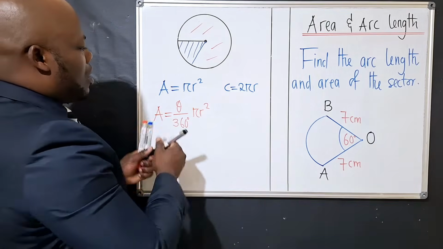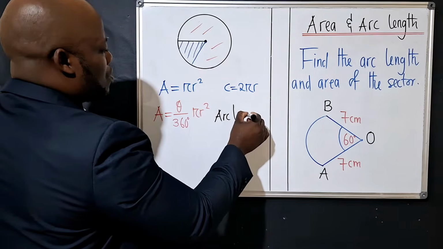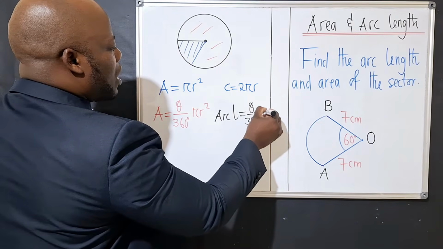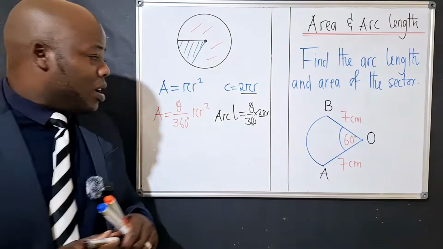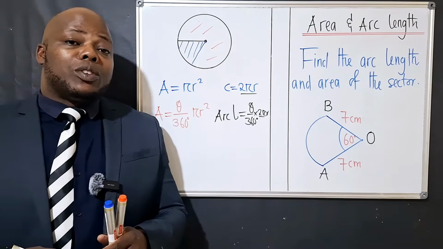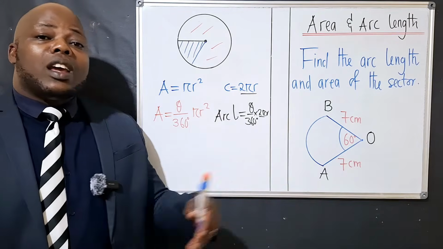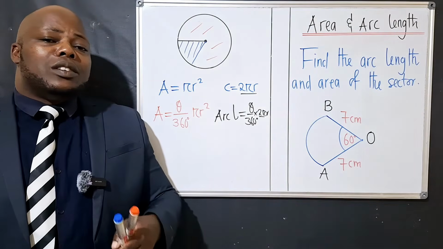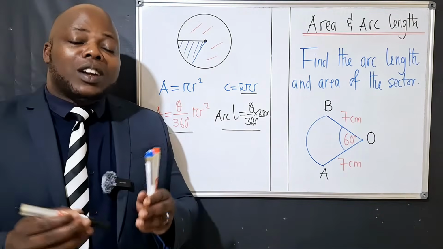For this one also, we say arc length is equal to theta over 360 times 2 pi r. So the same here, you just introduce the theta over 360 degrees. So this is how it is when it comes to the formulas to use when finding the arc length and the area of a sector. Now let's try to answer this question and see how we're supposed to use these two formulas. So come with me.